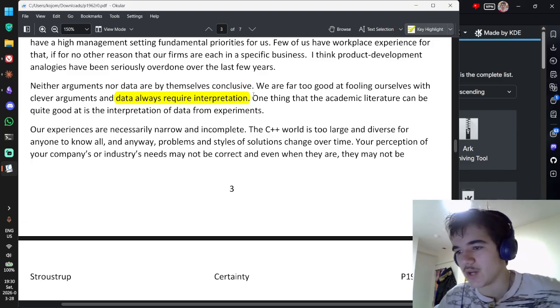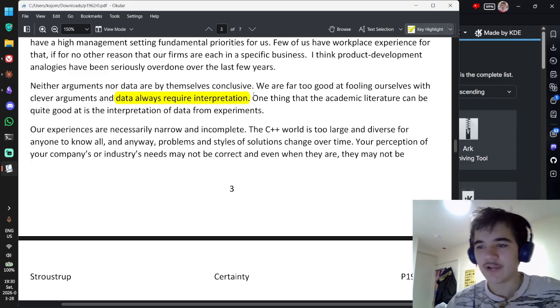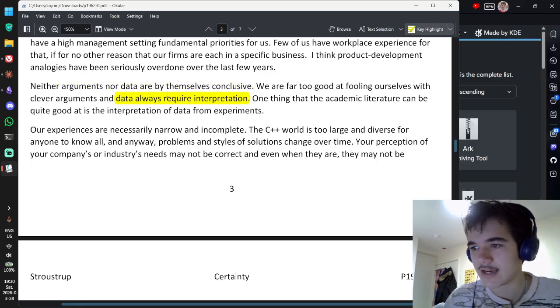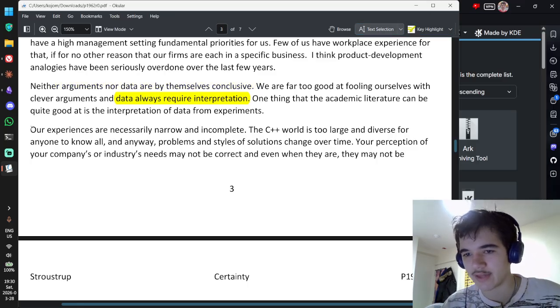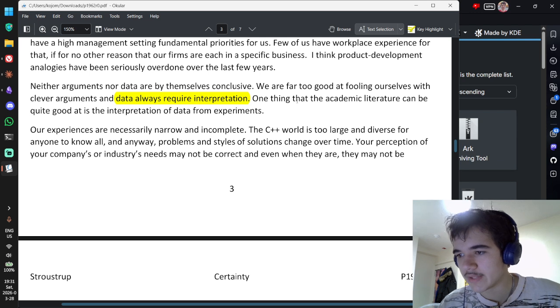But it's very interesting. One thing that the academic literature can be quite good at is the interpretation of data from experiments. Our experiences are necessarily narrow and incomplete. See what I mean? The style here is that each paragraph starts with an assertion. One thing that the academic literature can be quite good at is the interpretation of data from experiments.